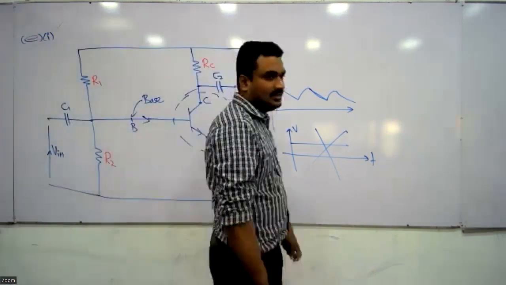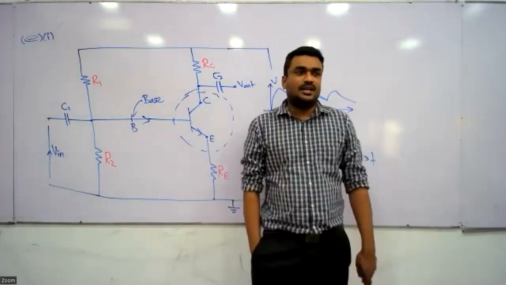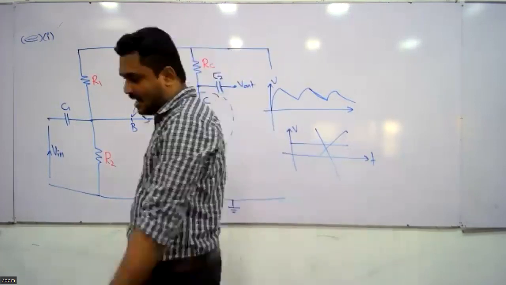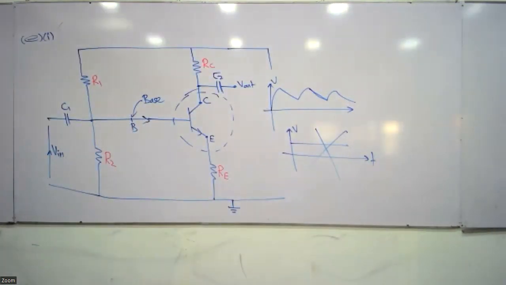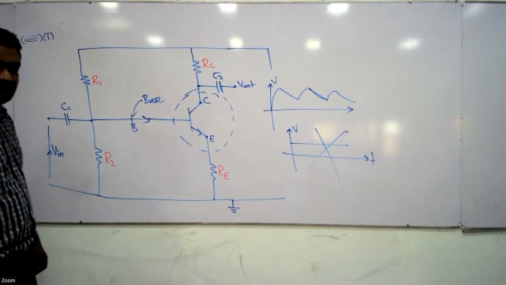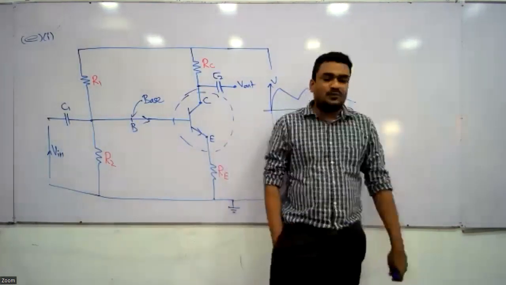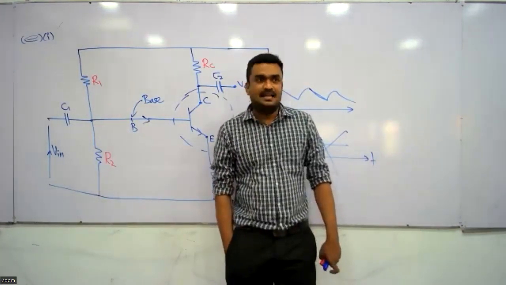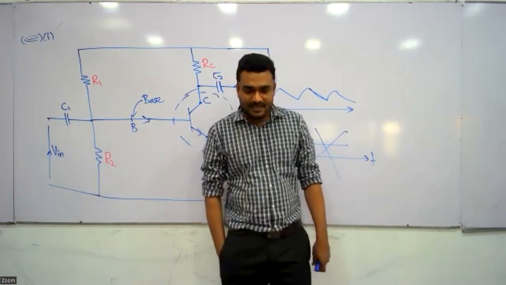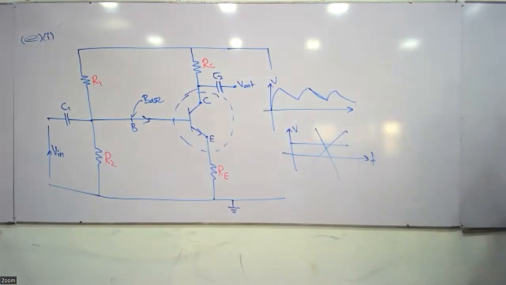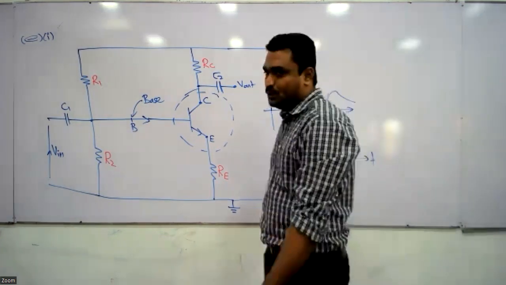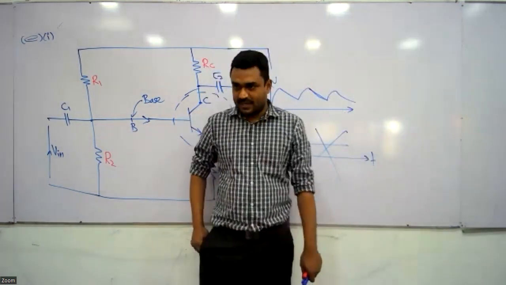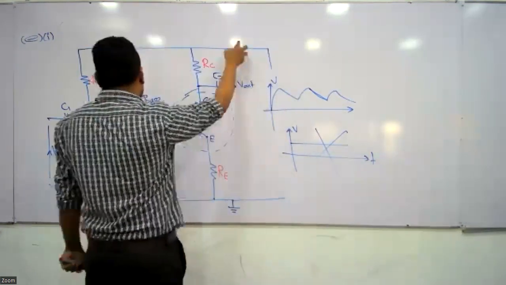Next line, next point. Finally, the ripple voltage is amplified by the transistor and given as the output through the collector terminal. Okay, dear?